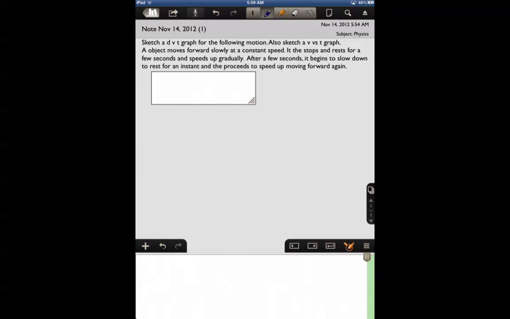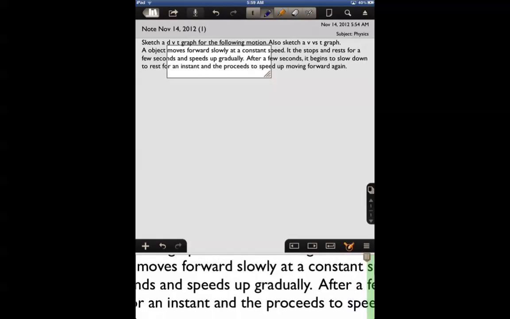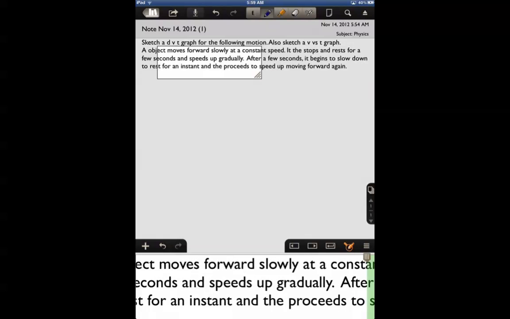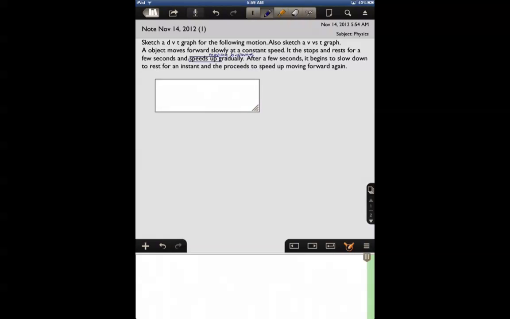Actually, as I look at this, I realized that when I said it moves, stops, rests, and gradually speeds up, when I meant gradually speeds up down here, I meant moving backwards. I forgot to put that in to give it a direction. Okay, so let's draw this graph. I'm going to start with distance versus time.